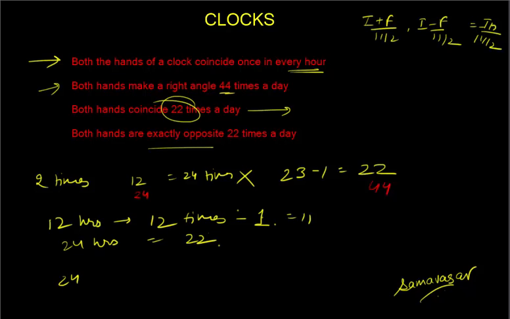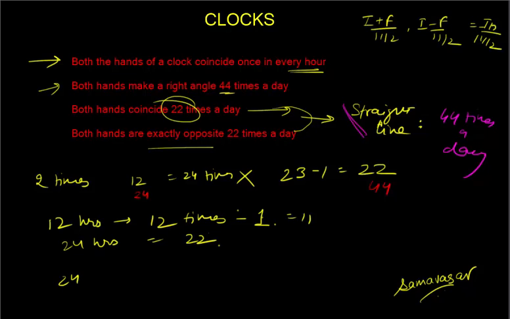Now, if I combine these two, if we say the hands are together, so they are in a straight line. If I say the hands are in a straight line, that means they could either coincide or they could be exactly opposite. So if I solve this, I need to take both of these. So that happens 44 times a day. So that is a straight line that you need to remember.